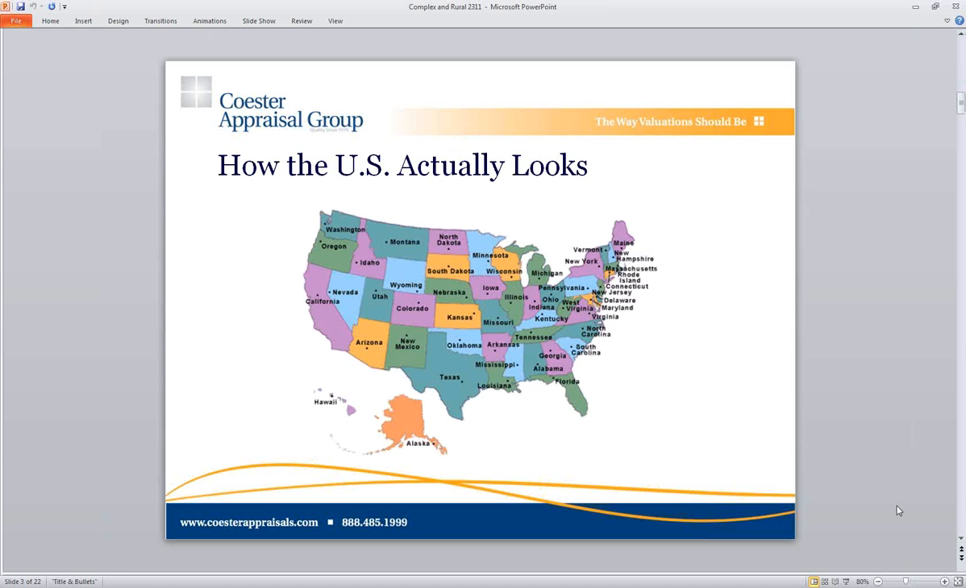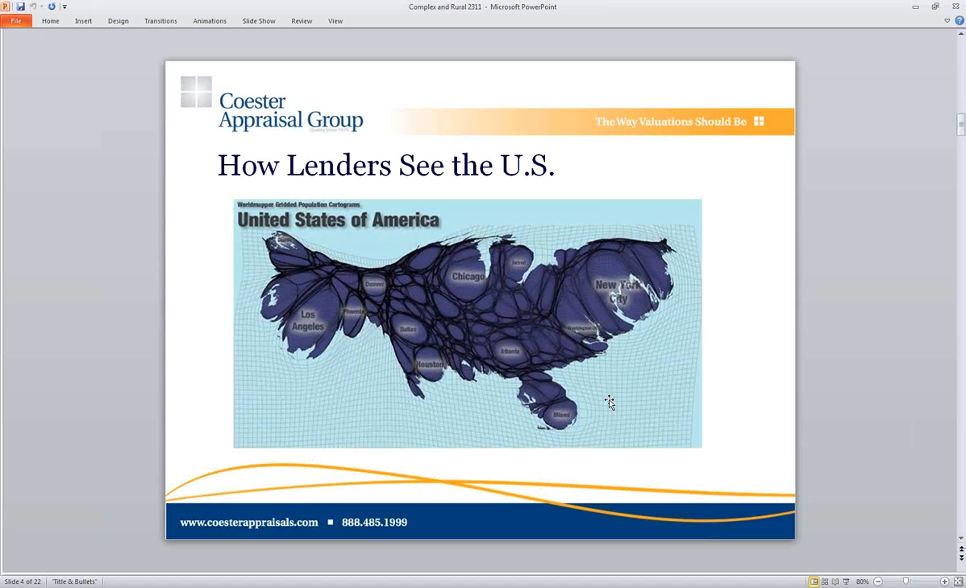And again, this is what the United States of America looks like. Regardless of where you are, this is a map everyone follows. In the lending community, the map looks a little more like this.